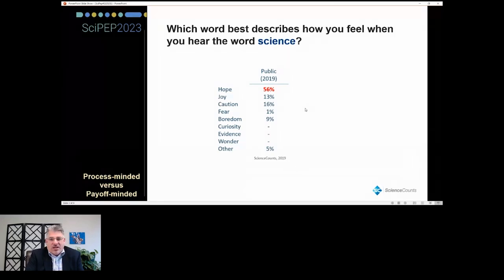In the previous session, there was a person who shared that they're in a community where that's not really the case. And that certainly exists out there because you'll see that 16% of Americans as of 2019 view the word science and feel caution. They're not sure. They're doubtful.